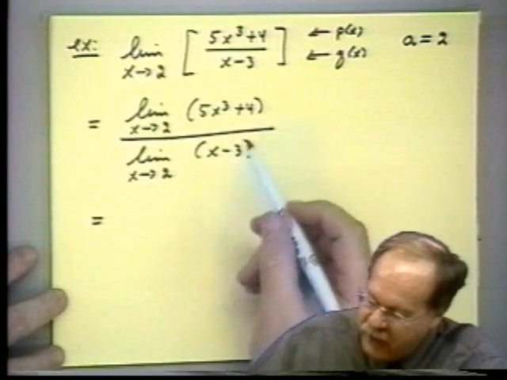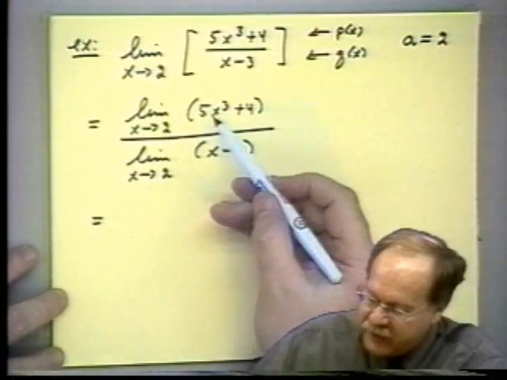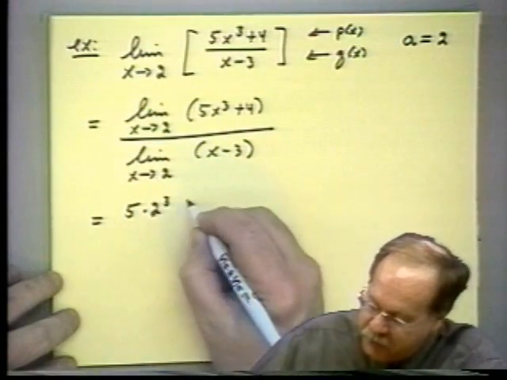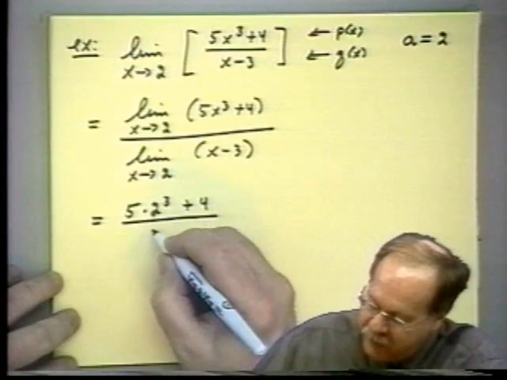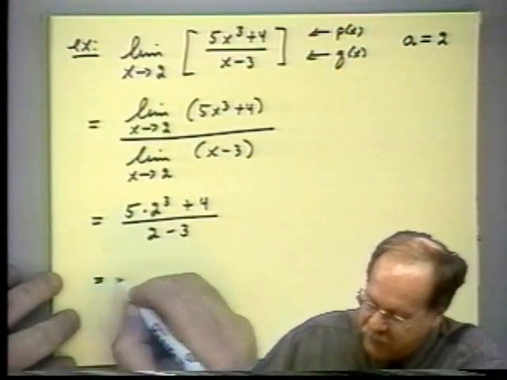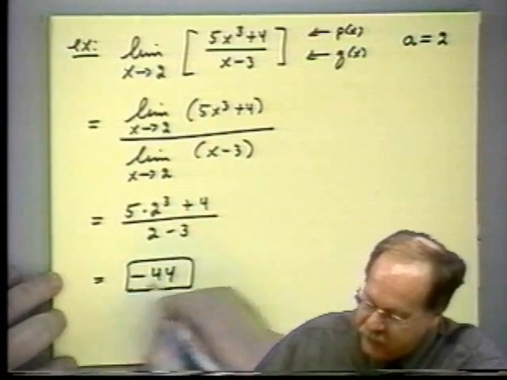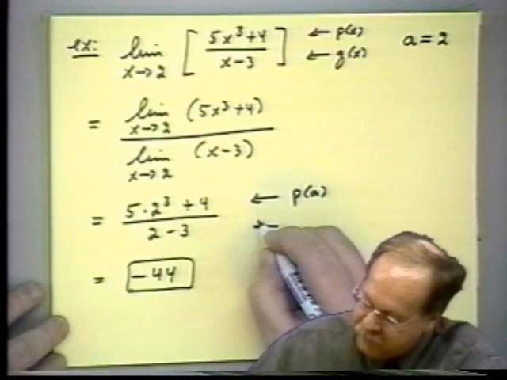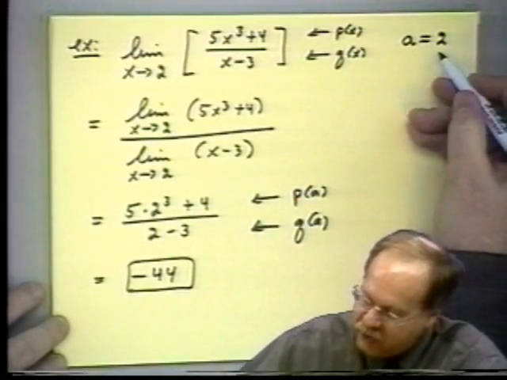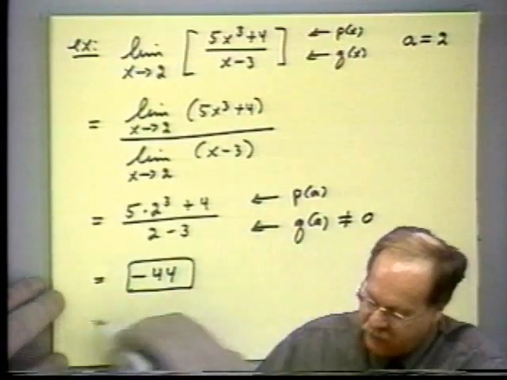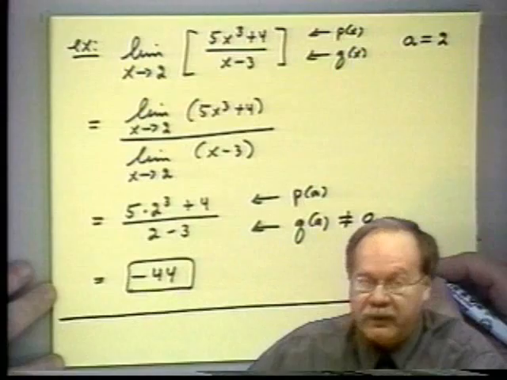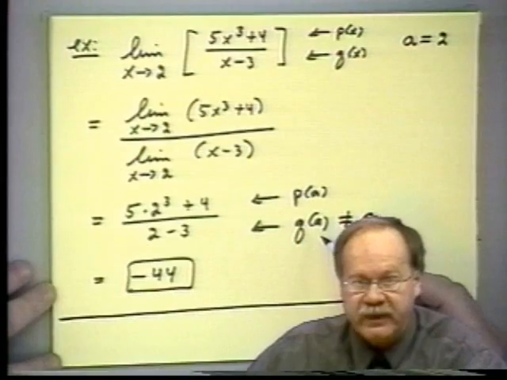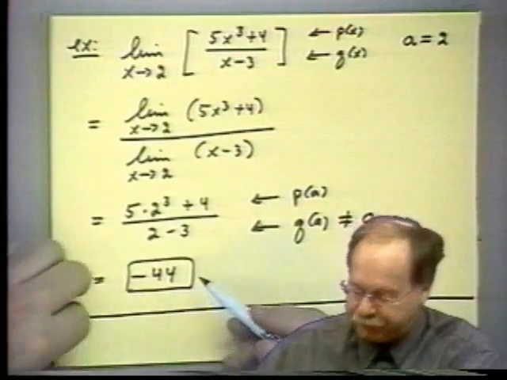These are polynomials, and we know that for polynomials, limits like this are simply substitution, so we can substitute. So this is 5 times 2 cubed plus 4 on the top, and on the bottom we have 2 minus 3. If you simplify that, you get minus 44, and that turns out to be the limit. What I want to point out here is that the top here is p of a, the bottom here is q of a, where the a is 2 in this case, and notice that the q of a is not 0. So this is an example of case 1, where q of a, the denominator, does not go to 0. And so there are no difficulties. You end up with a real number.